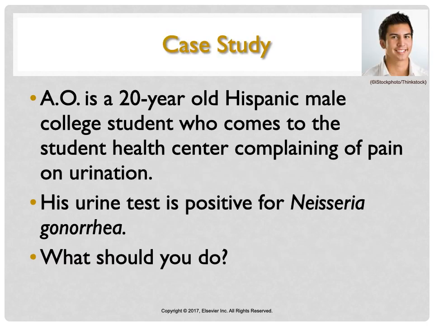So we're going to follow a little case study as we're talking tonight, and it's about AO. And he's a 20-year-old Hispanic male, college student, and he comes to the Student Health Center complaining of pain on urination. His urine test is positive for gonorrhea. And so what should you do?